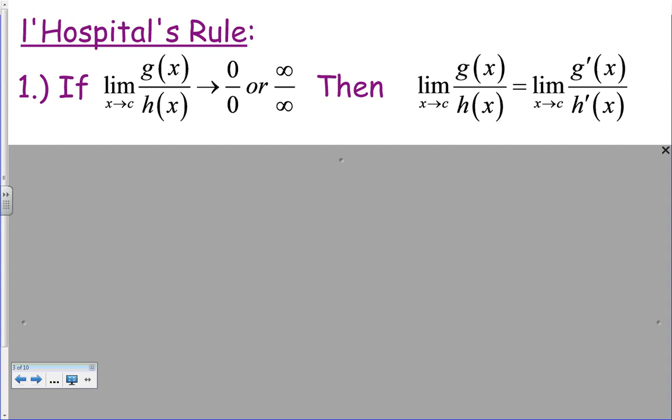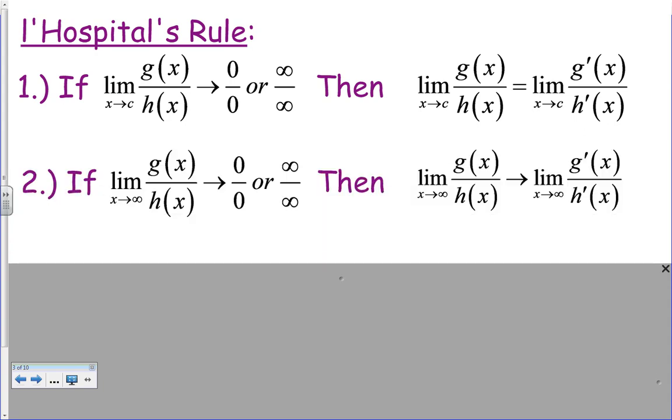Okay? Now, the second form of this is basically the same thing. Like I said, all we're going to do is change the value of x that we're approaching. This applies whether you're approaching infinity, negative infinity, or 0. It gives us the same result. If we have the limit as x goes to infinity of g over h, as long as it's in the indeterminate form for a quotient, 0 over 0 or infinity over infinity, then it turns out the limit as x goes to infinity of g of x over h of x is equal to the limit as x goes to infinity of g prime of x over h prime of x.